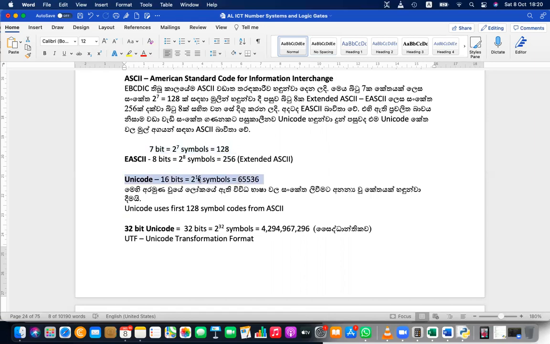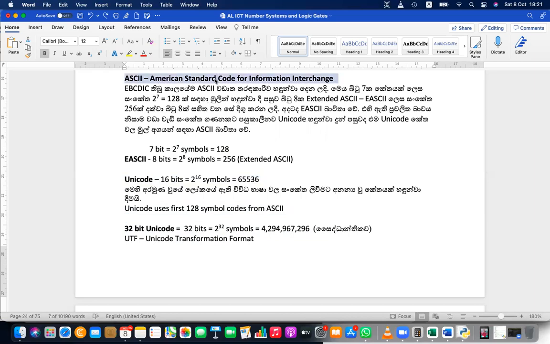Unicode 16-bit has 65,536 symbols, which can represent almost any language in the world, because it has unique characters to represent that language. And there is another version of Unicode, theoretically, which can represent 4 billion unique symbols, that is 32-bit Unicode transformation format, UTF-32, UTF-16. So these are some other versions of representation.